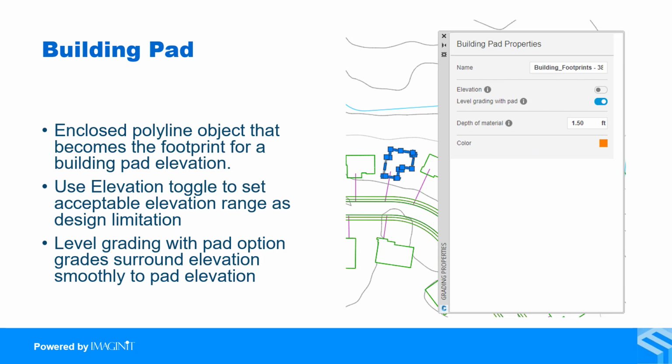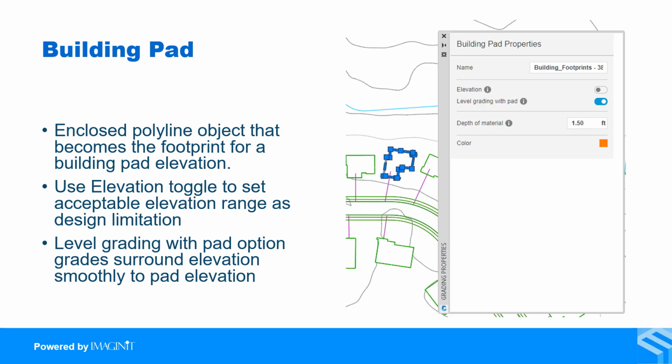Building pads, just like they sound, can either be solved for based on the grading, or they could be a design constraint. If I toggle the elevation setting within the building pad properties, I can set a range of acceptable elevations for my building pad. That would make it a design constraint.